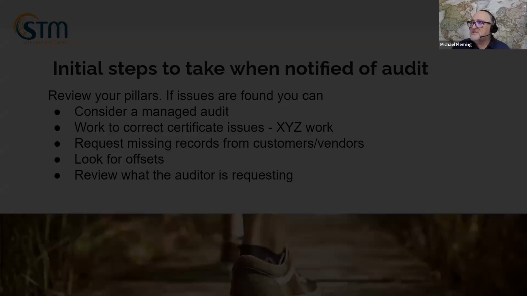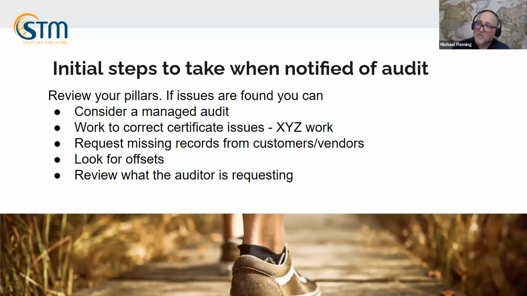Initial steps to take when you're notified of an audit. Number 1, review your pillars. If issues are found, you can consider a managed audit. If you know you've got problems, the auditor's probably going to find them, so consider a managed audit. Work to correct certificate issues. We often call this XYZ work because California has a process, XYZ, and it's for missing certificates. So work to get those issues corrected.